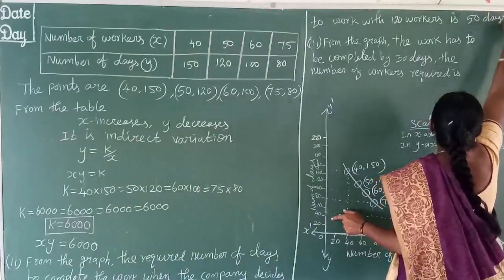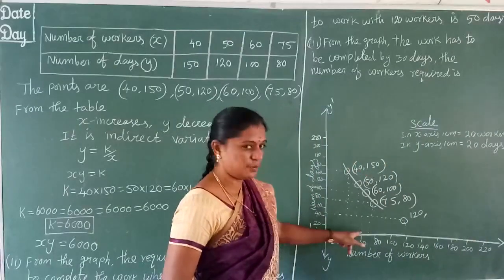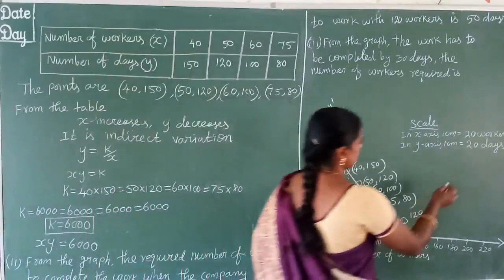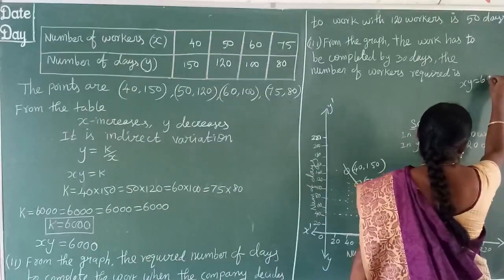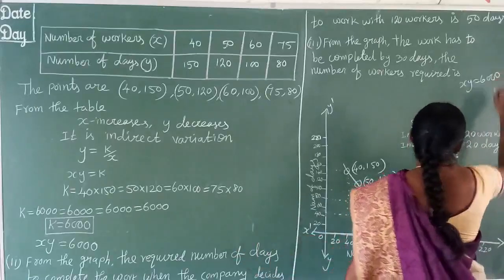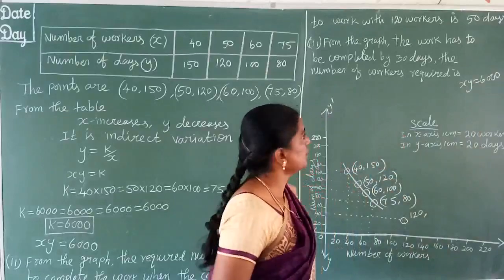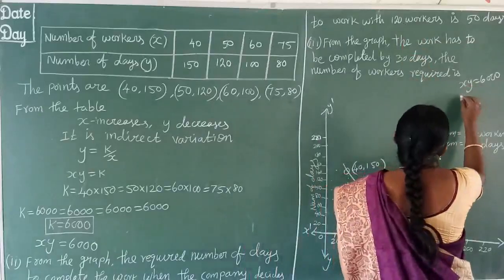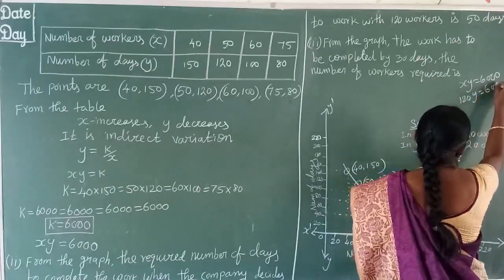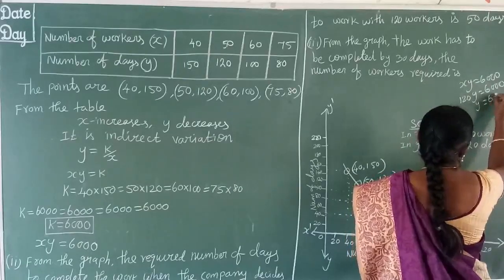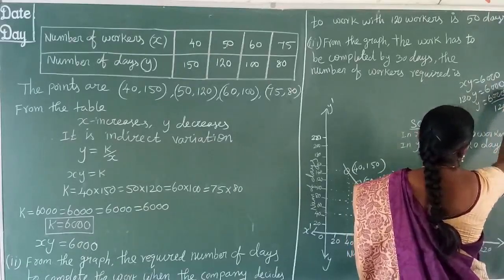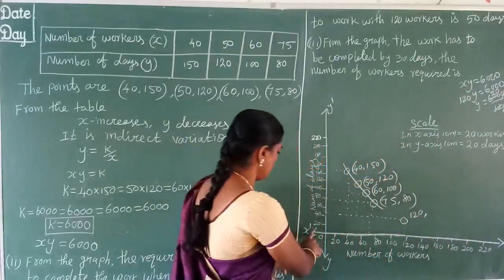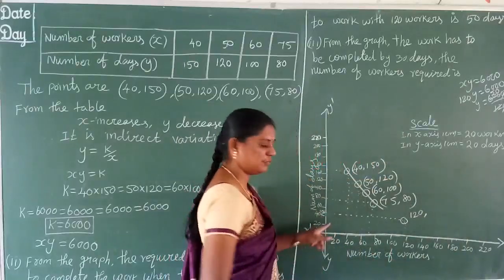50 days. If you have doubt, you check it in the algebraic method. Here what is the equation? xy equals 6,000. Here worker is the x value. So x is 120, into y is equal to 6,000. y is equal to 6,000 by 120. Simplifying it, 120 is 12, 5 12s are 60, so 50. y answer is 50. So this is 50 days.